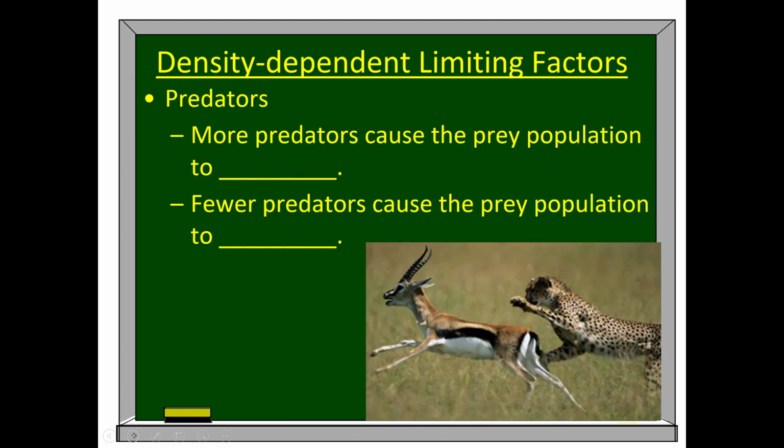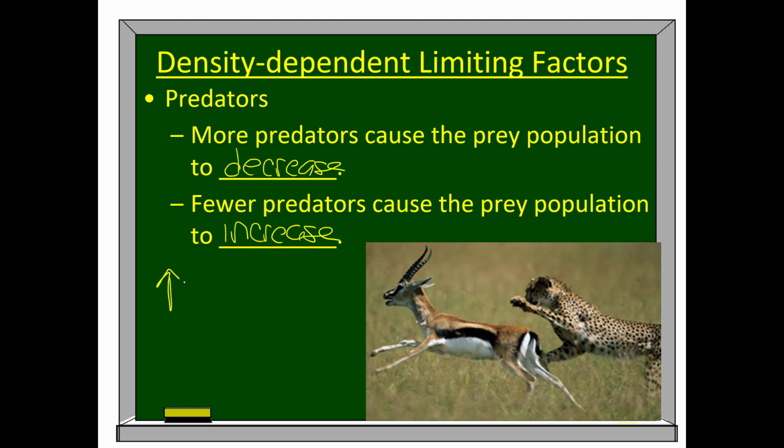Now, another density dependent factor is predators. Predator and prey relationships. We looked a little bit at this already, but realistically what we're saying is that the more predators there are, that's going to cause our prey population to decrease. And on the other hand, if there's fewer predators, that's going to cause our prey population to increase. So we're looking at how the density of one population can affect the density of another.